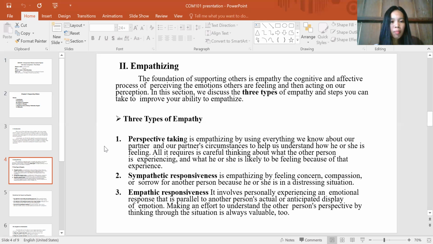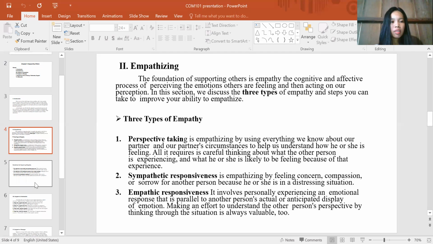3, empathic responsiveness. It involves personally experiencing an emotional response that is parallel to another person's actual or anticipated display of emotion, making an effort to understand the other person's perspective by thinking through the situation is always valuable too.